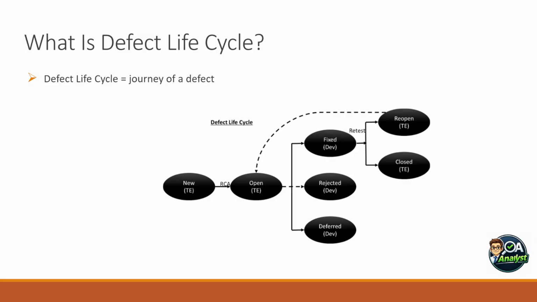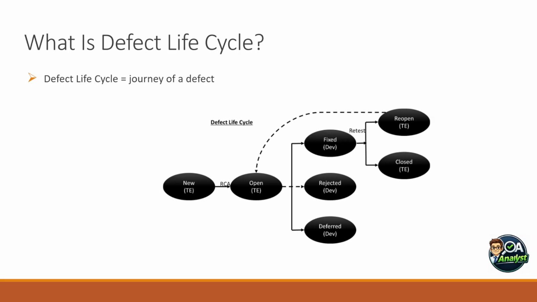After identifying the root cause and applying the fix, the developer changes the defect status to fixed. So this status is updated by the developer. An important point to remember here is that fixed does not mean the defect is resolved. It only means that the developer claims the fix is done. So now the defect goes back to the tester for verification.